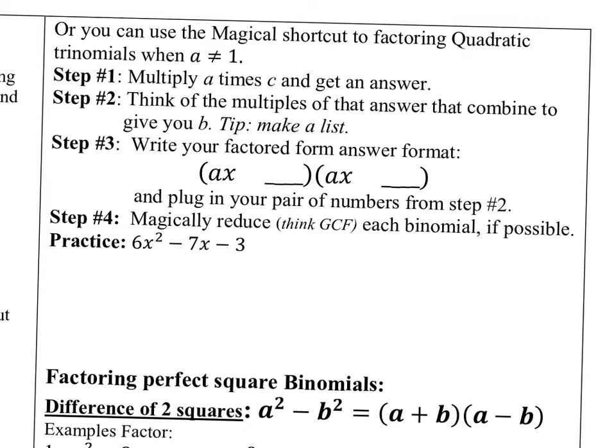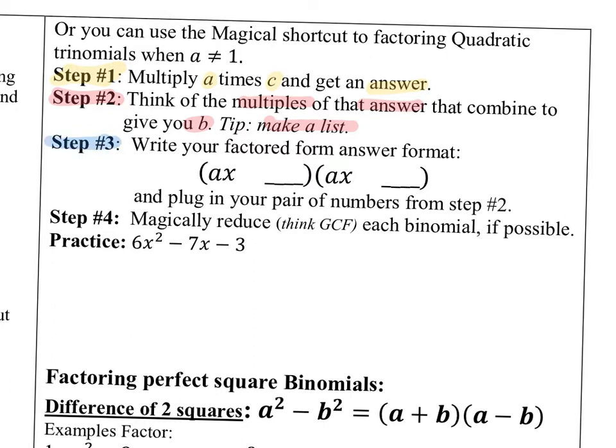Now, the same 2 steps are here. Step 1 is exactly the same. Multiply a times c, get an answer, okay? Step 2 is exactly the same. Think of the multiples of that answer that combine to give you the b value, make a list, right? Same stuff as before, but instead of doing step 3, making it a 4-term polynomial where you have to do factoring by grouping, this is where it gets interesting.